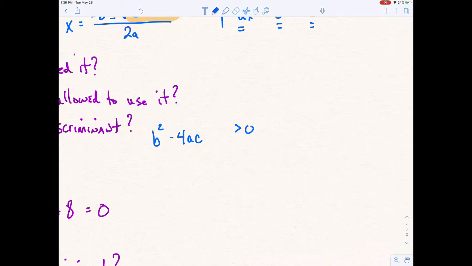First, if your discriminant is greater than 0, which simply means it's positive, I'm allowed to take the square root of a positive number. And if I do take the square root of a positive number, I'm going to get two solutions. I'm going to get a positive solution, and I'm going to get a negative solution.